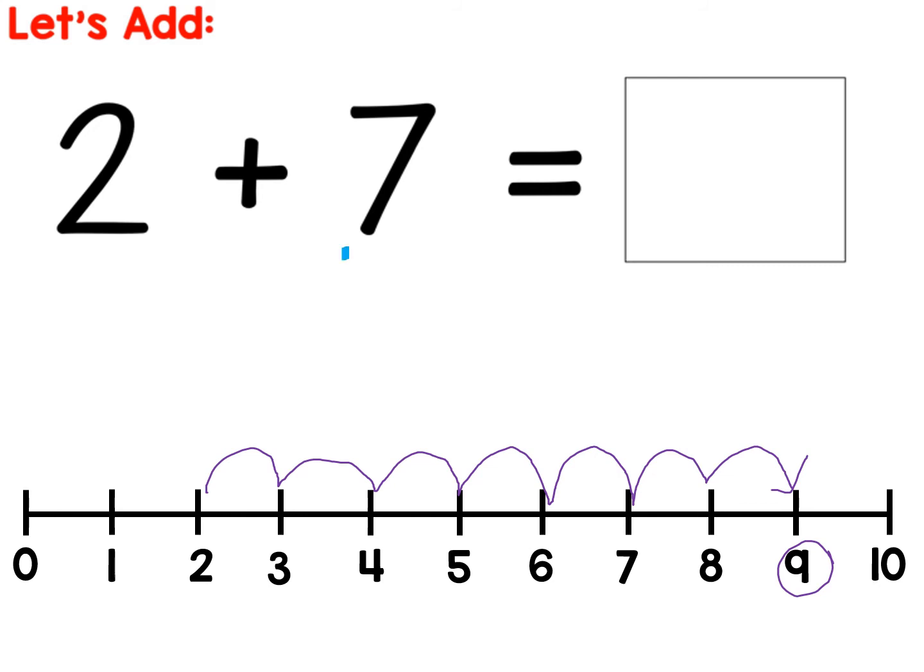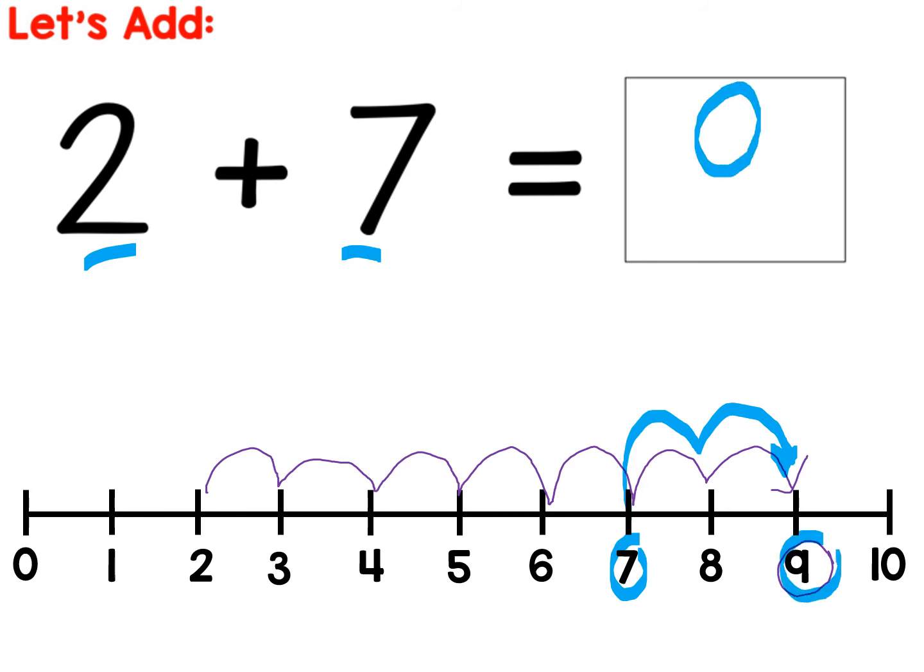And this time I'm going to start at my 7 and I'm going to hop 2 more. So 7, and I'm going to hop 1, 2. So I ended up at the same number. Both ways I got 9.